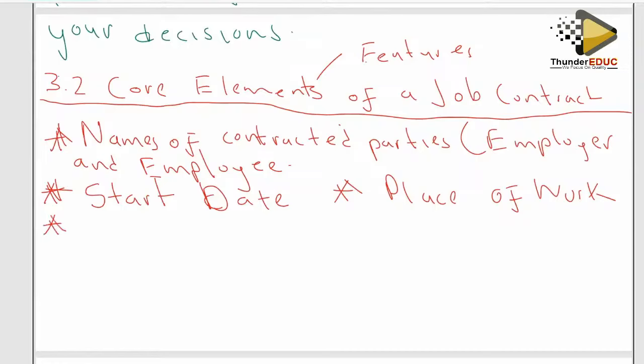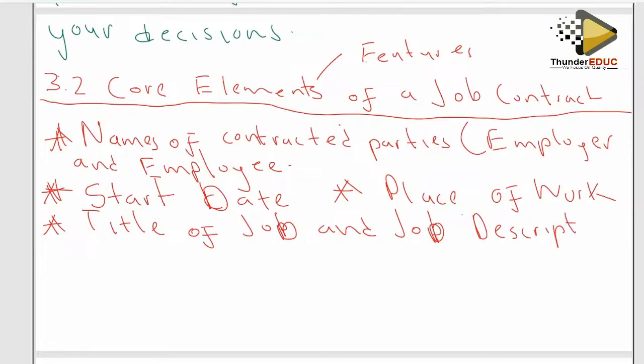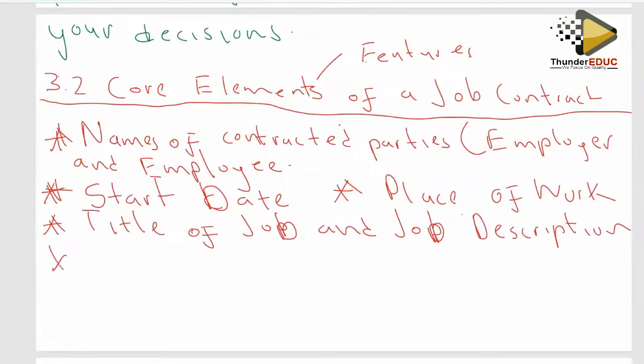Then there's also the title of the job. What job does the worker do? Title of job and job description. Then in addition to that, there should be remuneration or agreed salary. Remuneration. You can call it the agreed salary or wage or pay rate.